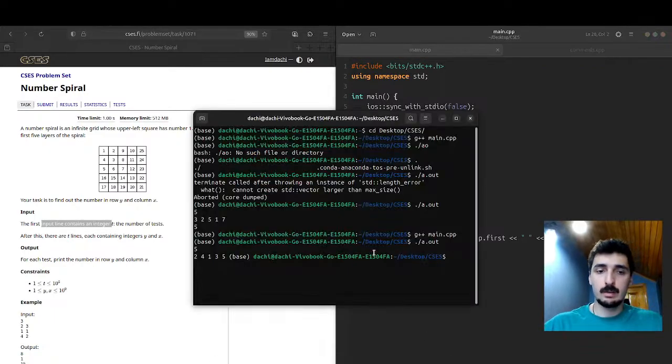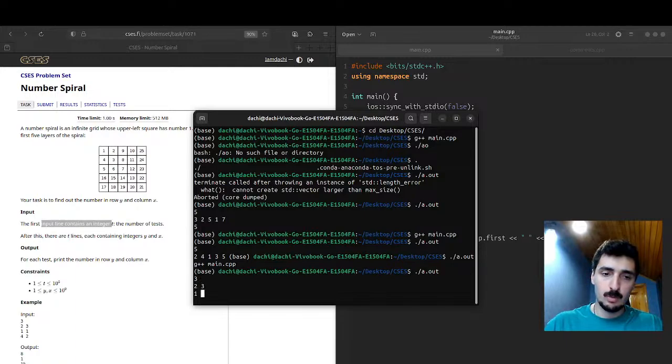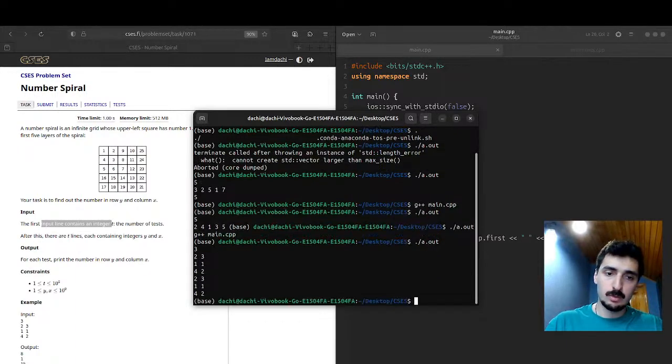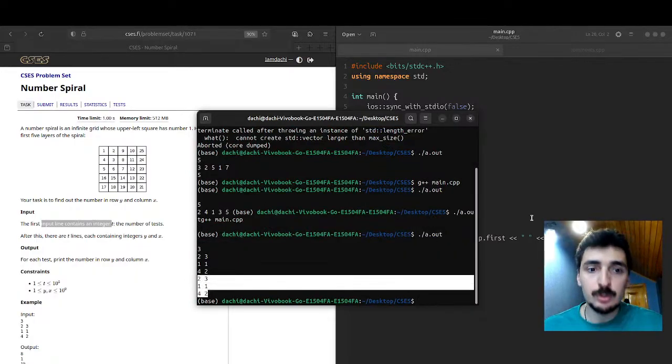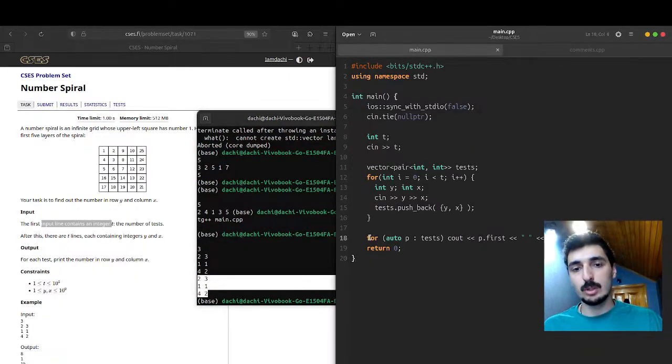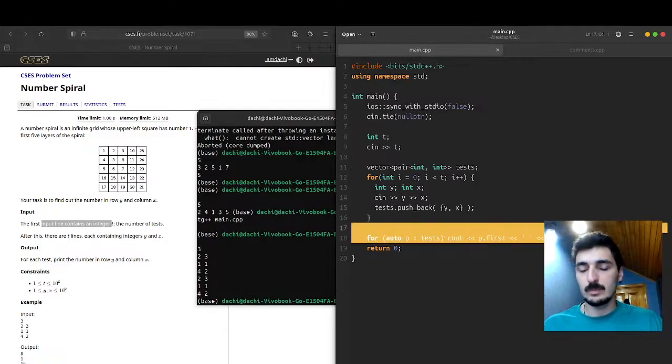Yeah, we have our own edge. g++, a.out. 3, 2 3, 1 1, 4 2. Yeah, that's it. This works. The input just worked.